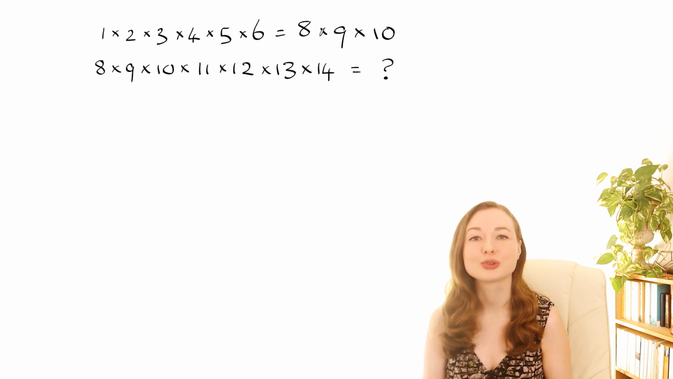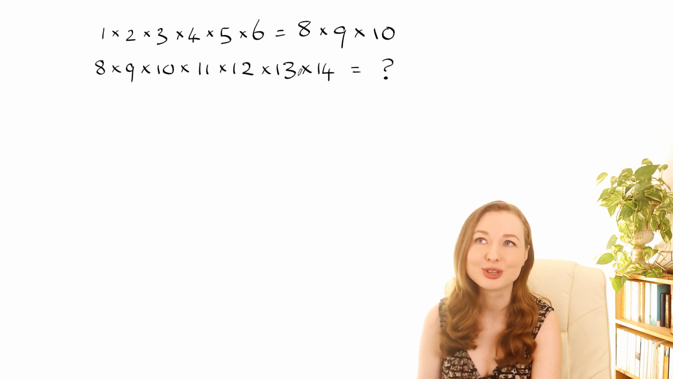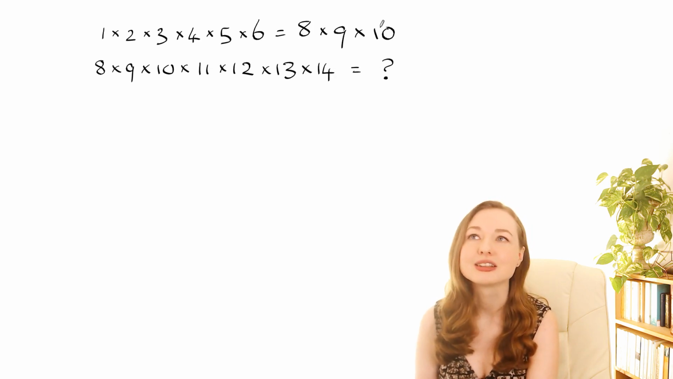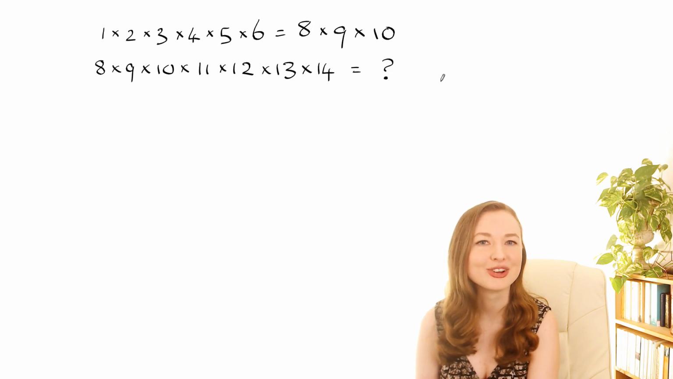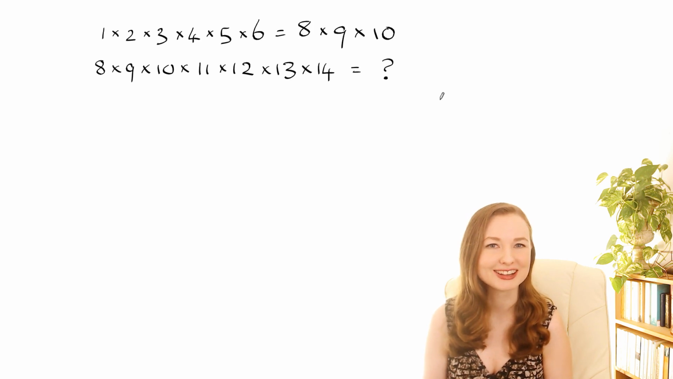Now what's even more interesting is that we can do the same thing with 8 times 9 times 10 times 11 times 12 times 13 times 14. That can also be written in a similar way to this as a product of consecutive whole numbers. We're just going to work out what those numbers are that go here. So pause the video here and see if you can figure it out.